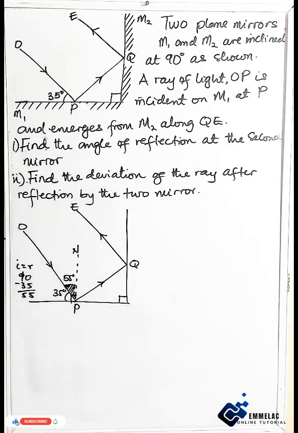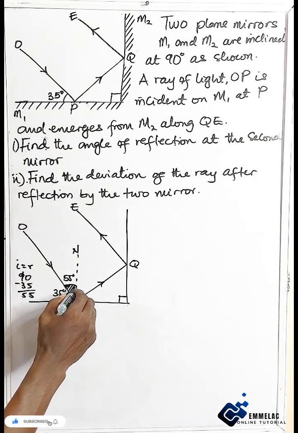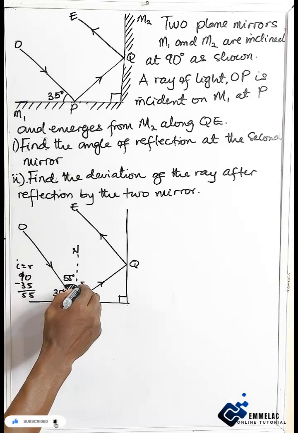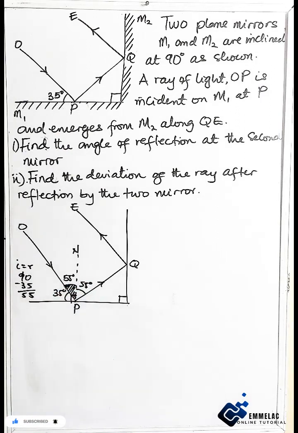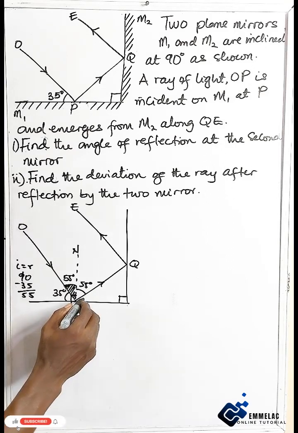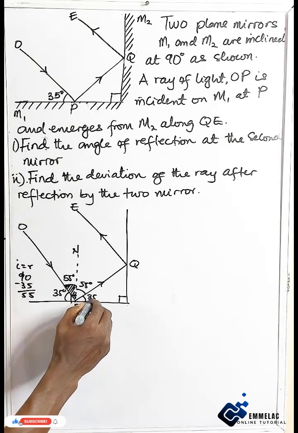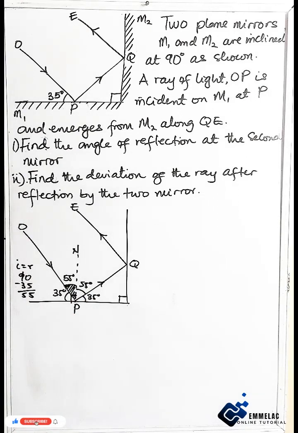Okay. Alright. Now, if here is 55, definitely the refracted ray here will then be 55, right? Alright. So, to that end, it also implies here that here is also what? 35. Now, let's take a look now. Now, this is the incident ray.